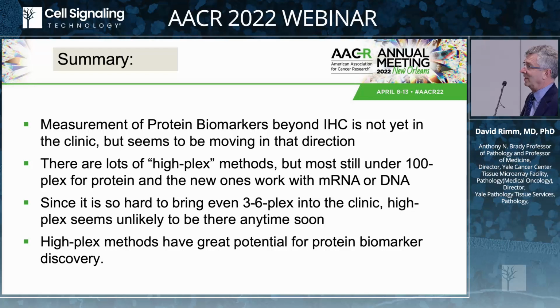It seems to be moving in that direction, but probably won't do so with High-plex. I think High-plex is still a discovery method. There are lots of High-plex methods. Most are still under 100-plex for protein, although there are thousands of plex or higher for nucleic acids. And the new ones work with DNA or RNA, and I didn't mention those. Since it's hard to even bring a 3-plex to 6-plex into the clinic, High-plex seems unlikely to get there, but they have great potential for biomarker discovery.